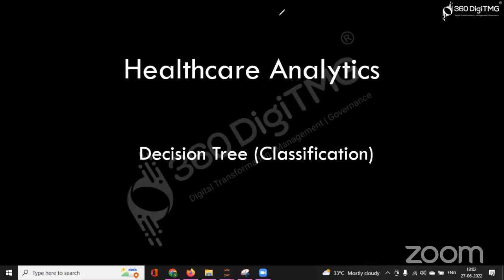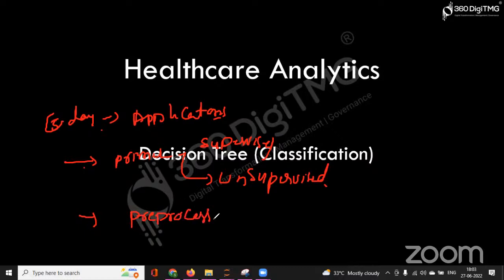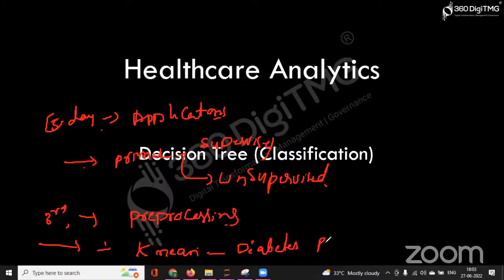That is a quick recap of whatever we discussed in the first five days. The first day was all about applications. The next day we discussed the machine learning primer, in which we covered what is supervised and what is unsupervised. On the third day we did pre-processing. On the fourth day we took unsupervised learning, that is k-means, and did diabetic patients segregation.